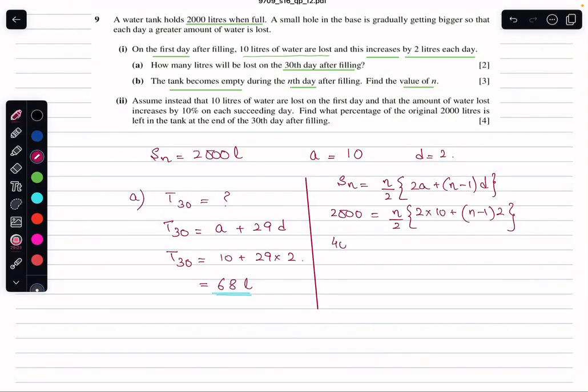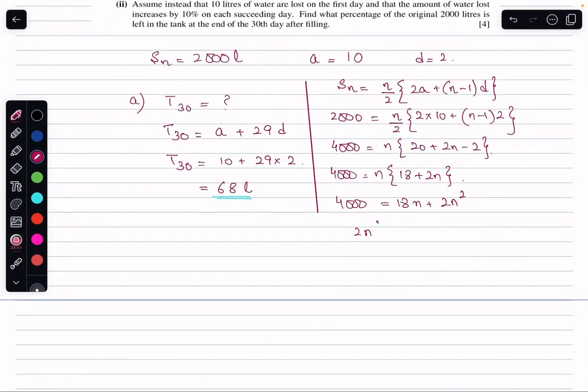Solving it, I can say 4000 equals n times (20 plus 2n minus 2), or 4000 equals n times (18 plus 2n). So 4000 equals 18n plus 2n squared. So it's a quadratic equation that I have. Solving it, 2n squared plus 18n minus 4000 equals 0, or n squared plus 9n minus 2000 equals 0.